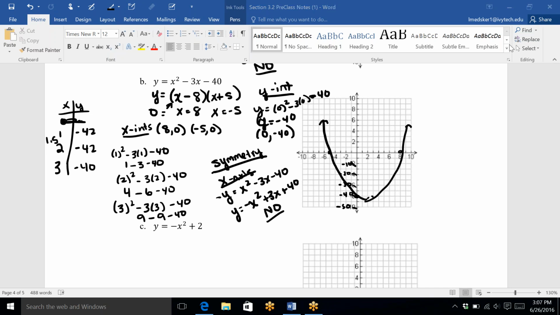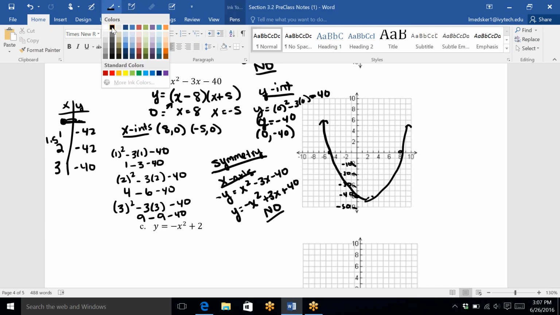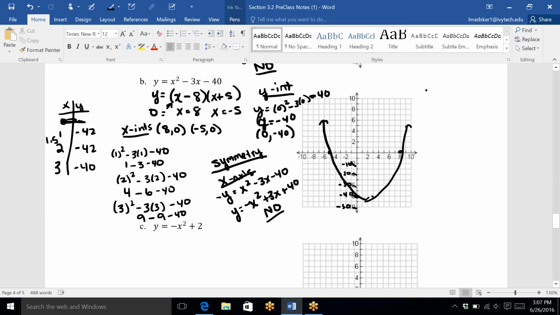We also want to do y-axis and origin. So for y-axis symmetry, you change all of the x's to negatives. Be careful with the one that's being squared. It is negative x squared.